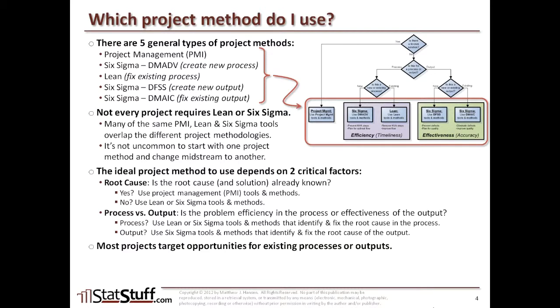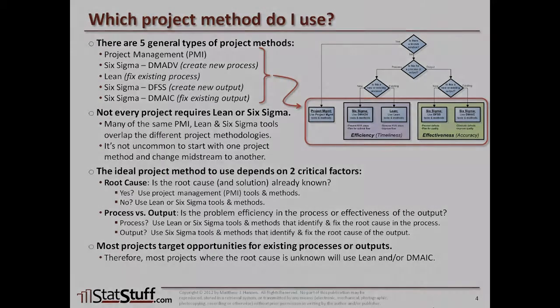Now most projects will target opportunities for existing processes or outputs. This is pretty typical for most businesses, unless you're in research and design or other types of industries where you do develop new products. Generally most businesses are going to be using Lean or Six Sigma for their existing processes or existing outputs. So as a result, most of the projects that will be worked on where there's no known root cause are going to be using Lean or the DMAIC methodology in order to find and fix the root cause or to fix the existing process.